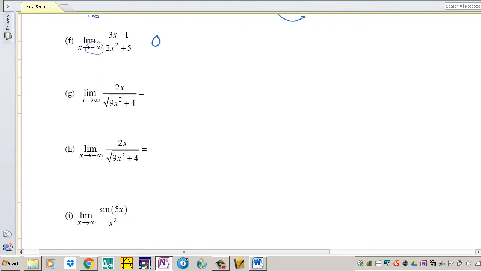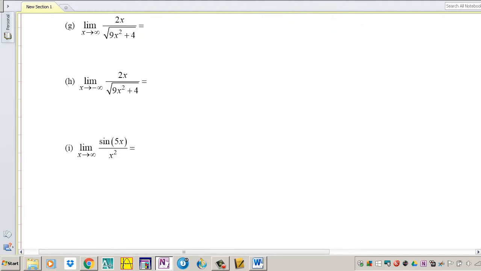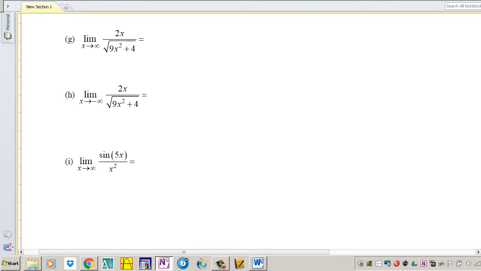Now let's take a look at some other functions here. Now we're going to use the top heavy bottom heavy technique here. The degree of the top is a 1. The degree of the bottom is 2. It's a square root, but let's go ahead and ignore the 4. The 4 is very insignificant here. If I approach larger numbers, that plus 4 will eventually not do anything to my large number. So it's insignificant, so I'm going to ignore it.